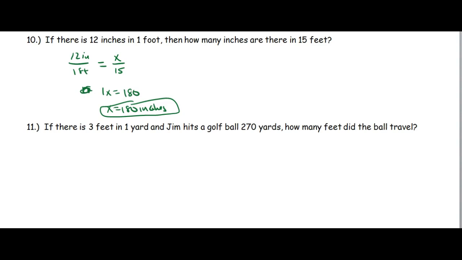If there is 3 feet in 1 yard and Jim hits a golf ball 270 yards, how many feet did the ball travel? So we know we have 3 feet to 1 yard equals how many feet in 270 yards. And when I cross multiply here, 1x equals 270 times 3 gives you 810 feet. So there are 810 feet in 270 yards.